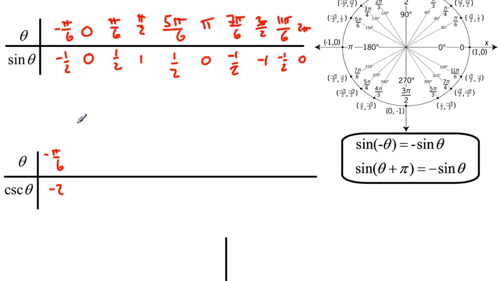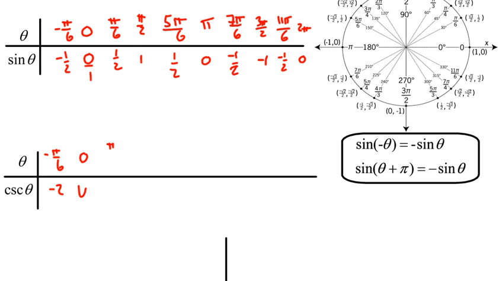Same theta value, 0. But what's the reciprocal of 0? Well, let's think about that. 0 is the same thing as 0 over 1 or 0 over 2 or 0 over 3. Well, if I flip 0 over 1, that's 1 over 0. And we can never have a 0 in the denominator, as we know. So that means that this right here is going to be undefined. So I'm just going to put a U for undefined. Okay? There is no value at 0. And we'll talk about what that looks like graphically in a moment.